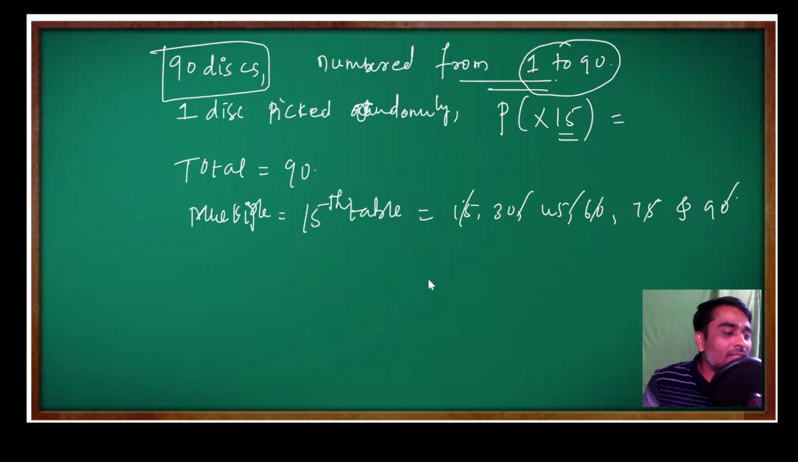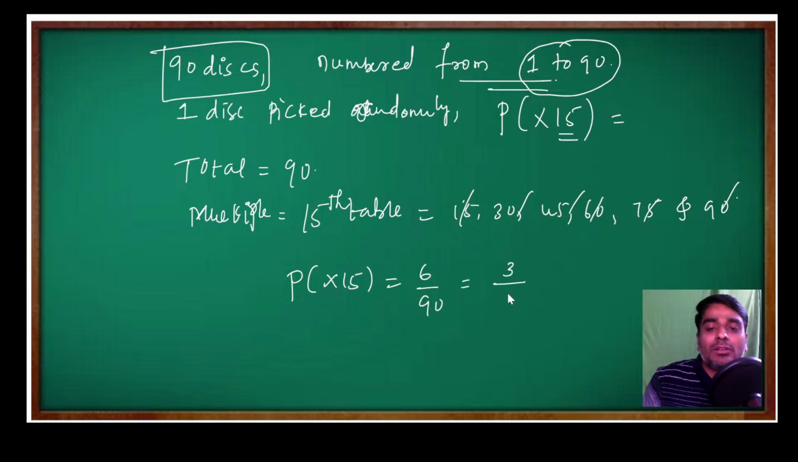6 out of what? 6 out of total. How many total? 6 out of 90. So the probability of multiples of 15 equals 6 by 90. 2 3s are 6, 2 45s are 90, or 1 by 15. So simple, man. Damn easy. This is a 2 marks question.